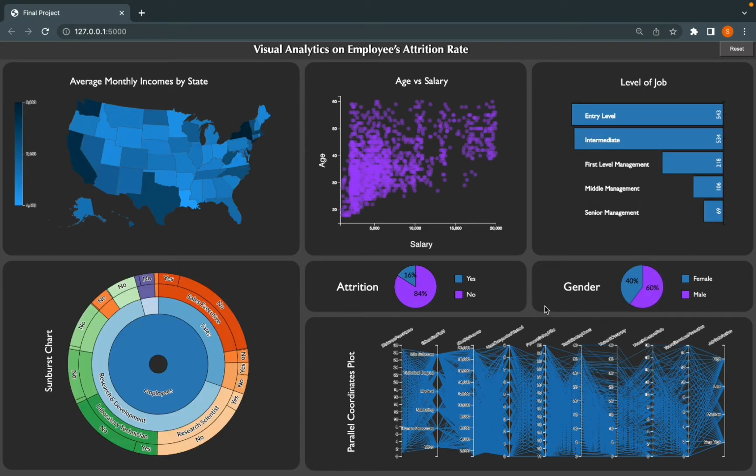Coming to the next insight we found, the employees are divided into 5 categories of levels, like, as we know generally, they are entry level, intermediate, and the management levels go on.